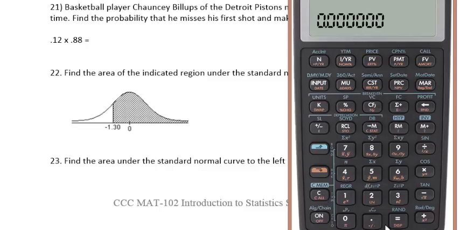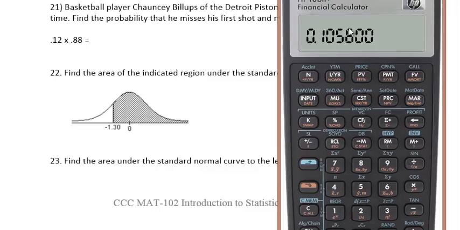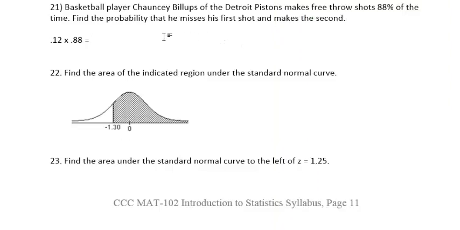let me clear that. 0.12 times 0.88, and it looks like our answer is a little over 10%, 0.1056, which is about 10.56%. So those are the odds.